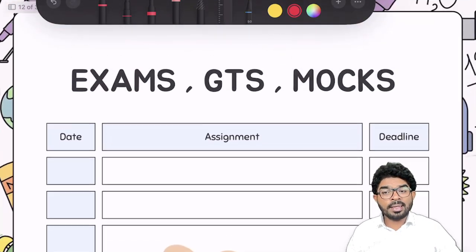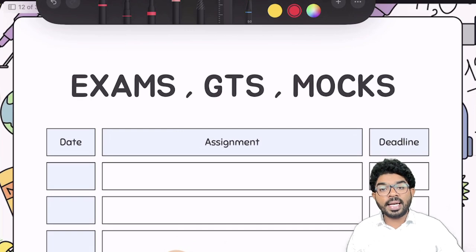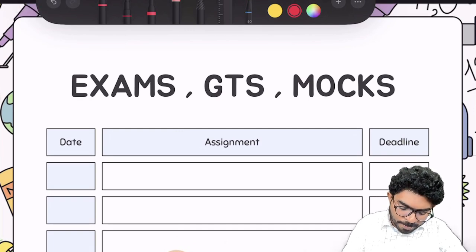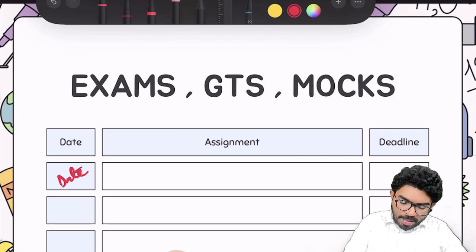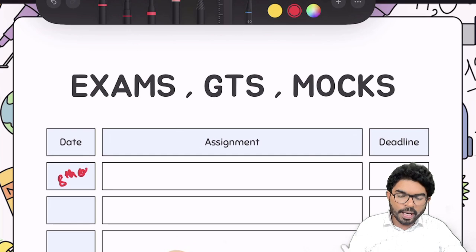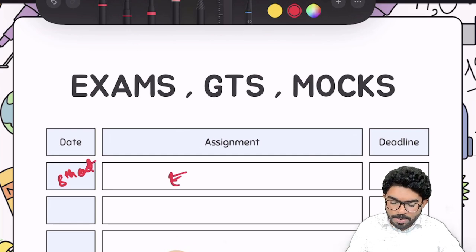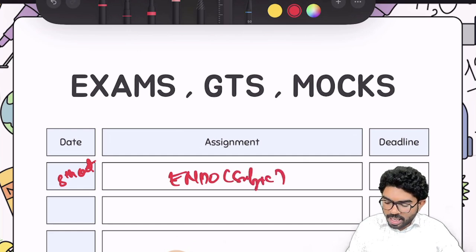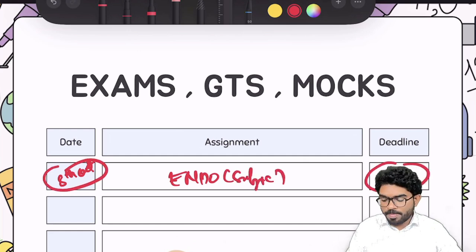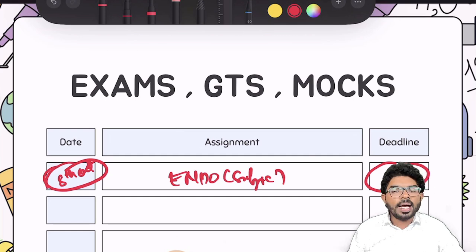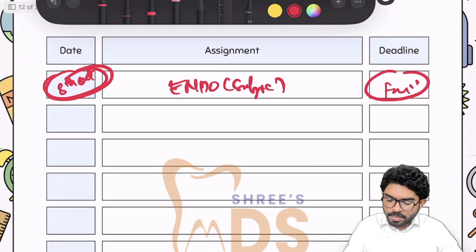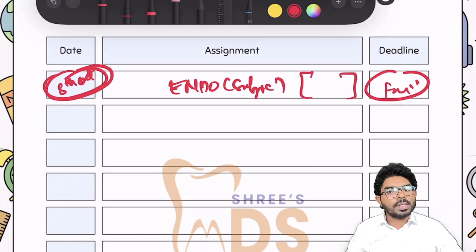Then comes, as I told you, I'm going to fix the date. For example, I'm starting from October 1st. I decided, okay, on October 8th, I'm going to give the endo exam. So the endo subject specific exam, I'm going to give on October 8th. You keep the deadlines properly. By this time, I'm going to finish this reading. On this date, I'm going to finish the exam. So write your scores, analysis and everything, and close it.